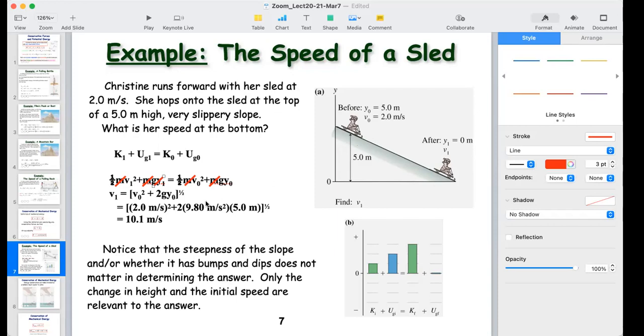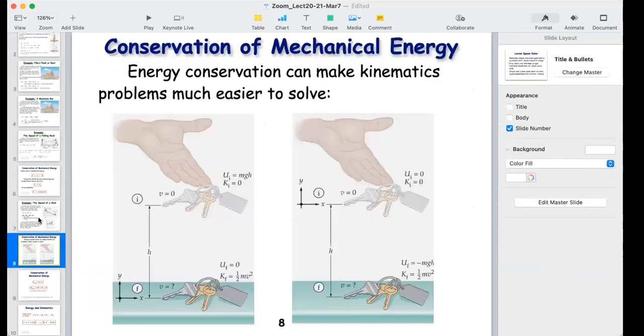So for the final, when you have everything together, you will see that conservation of energy is such a powerful tool that you are going to use it all the time, whenever it's possible, rather than use the methods we learned in the past. Energy conservation can make kinematics problems much easier to solve. And so let's see here, just briefly, the potential and kinetic energy.